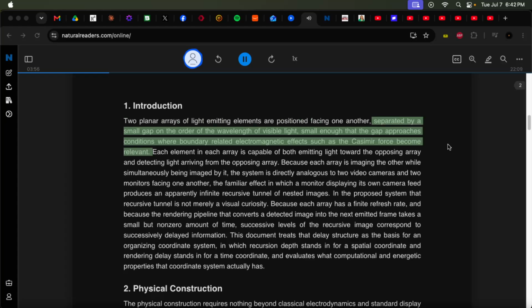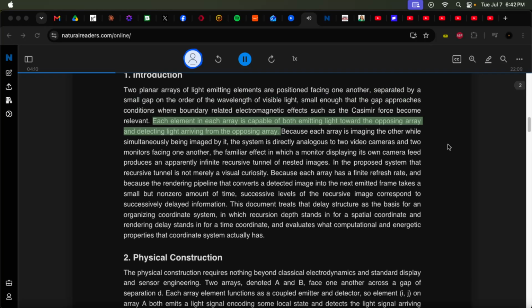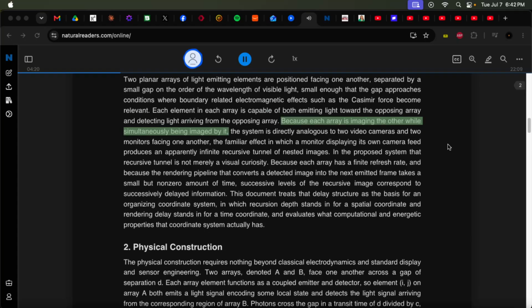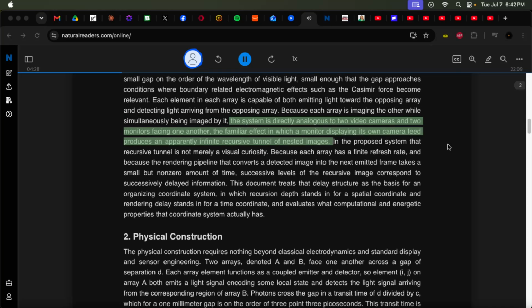separated by a small gap on the order of the wavelength of visible light, small enough that the gap approaches conditions where boundary-related electromagnetic effects such as the Casimir force become relevant. Each element in each array is capable of both emitting light toward the opposing array and detecting light arriving from the opposing array. Because each array is imaging the other while simultaneously being imaged by it, the system is directly analogous to 2 video cameras and 2 monitors facing one another, the familiar effect in which a monitor displaying its own camera feed produces an apparently infinite recursive tunnel of nested images.